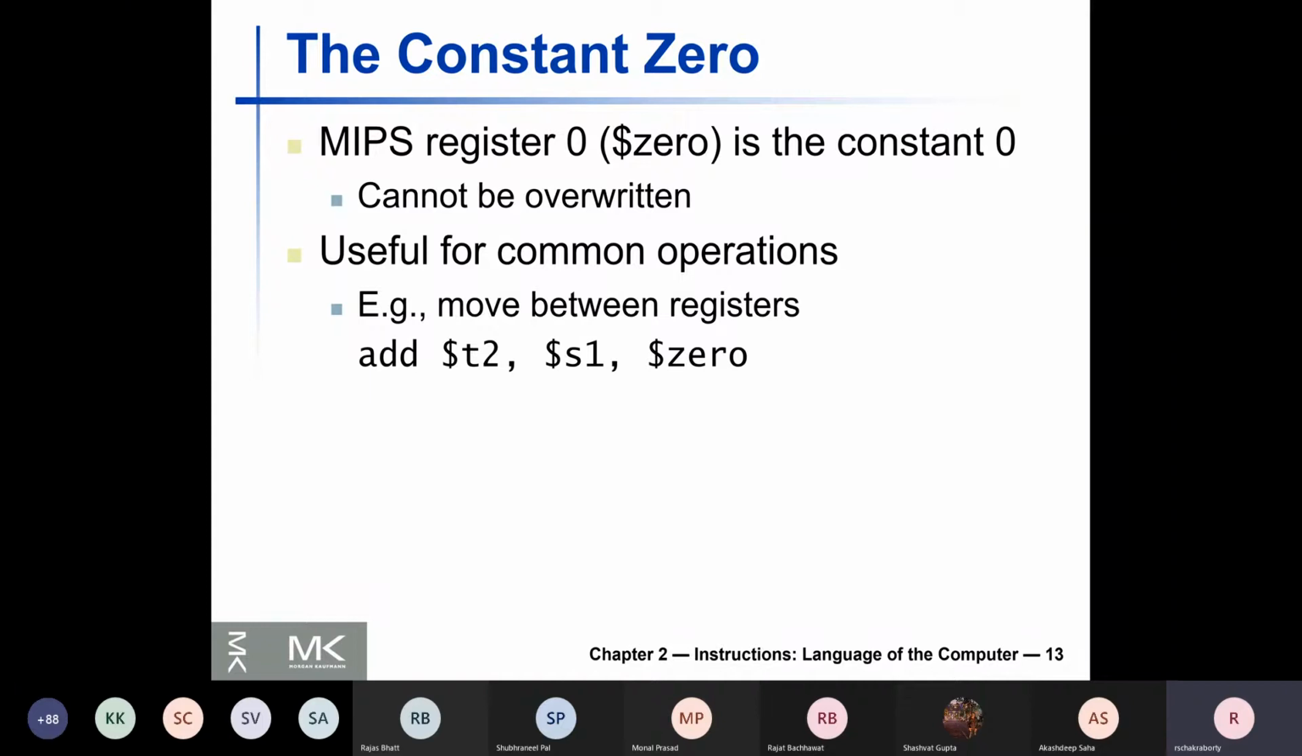Now it is very, very useful to copy the content of one register to another register. In technical assembly language programming terms, this is called the move operation. Unfortunately, in MIPS, there is no direct move operation. There is something called a pseudo instruction called move, which we will study later.